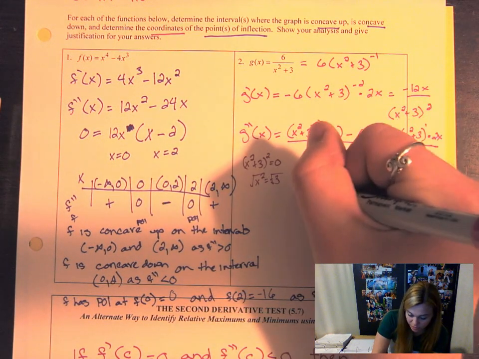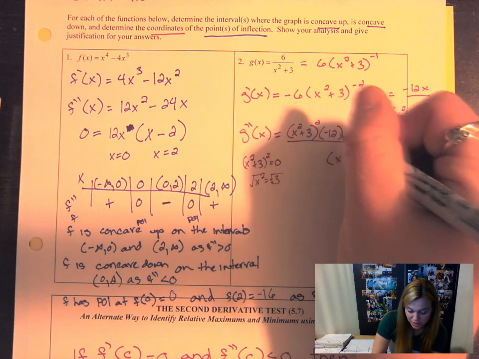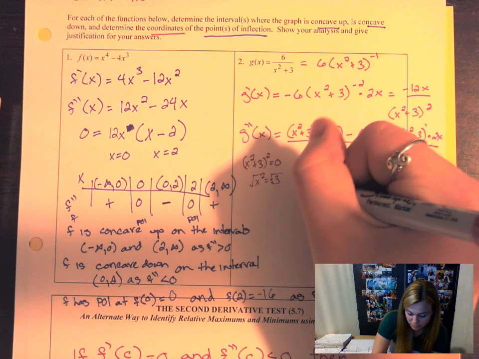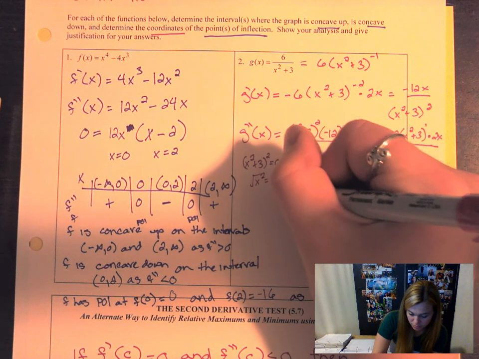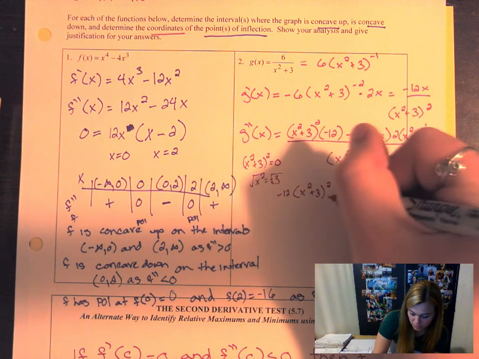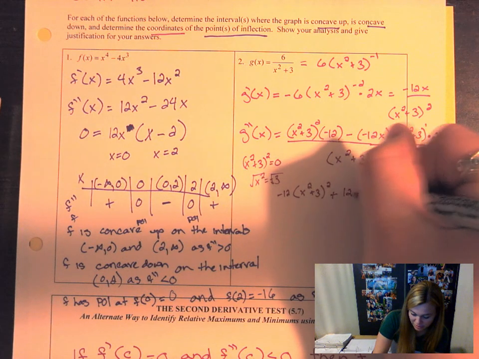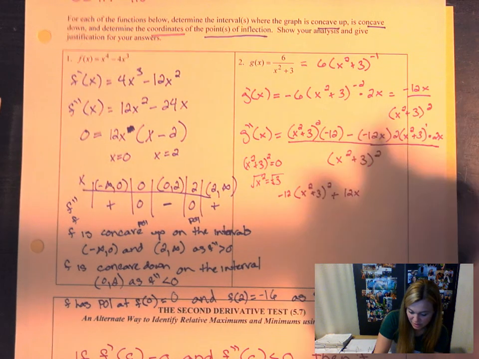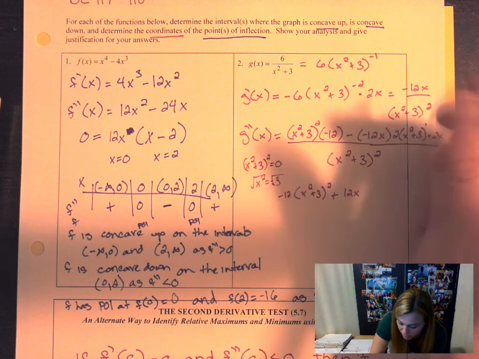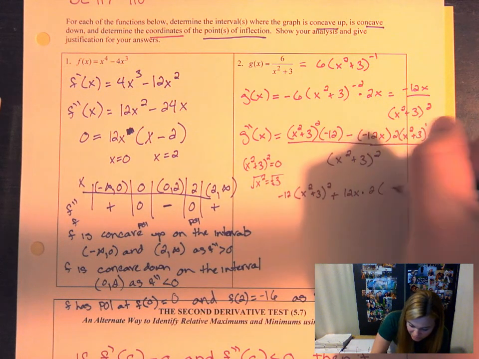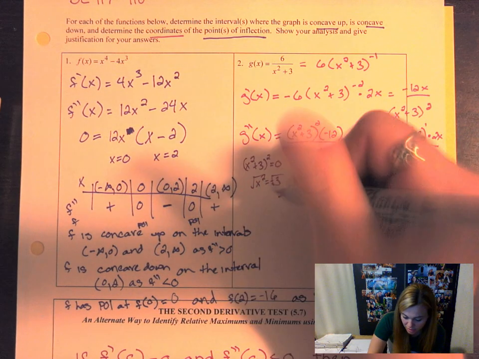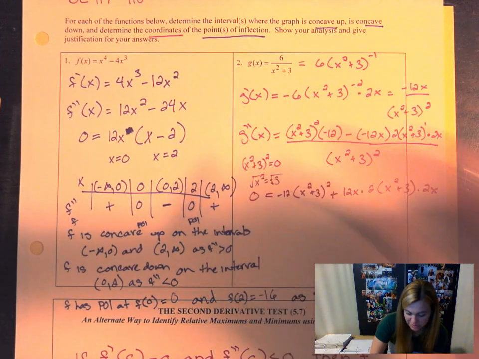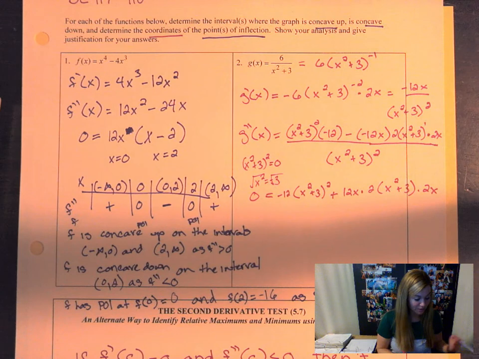The numerator would be x squared plus 3, squared, times negative 12 plus 12x, because I'm just putting this together, negative, negative. I'm just going to leave all this mess here. And I want to know, where is this equal to 0? I could have put it on the other side too, but I ran out of room.